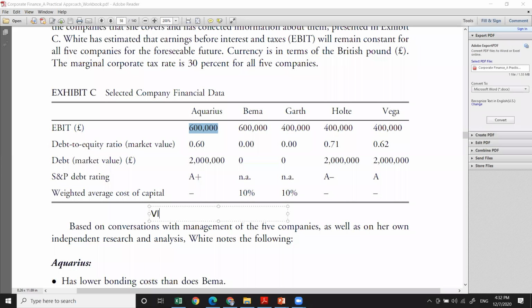So VL, the value of the firm, is equal to debt plus equity. This is what we know: the value of the firm generally consists of debt plus equity. We know the debt. Debt is given here, it's 2 million. The debt over equity ratio is 60%.